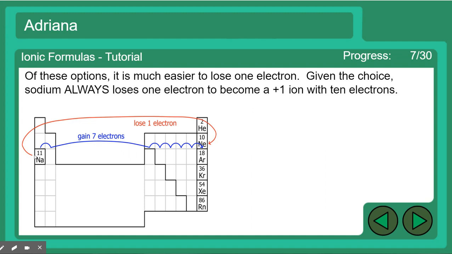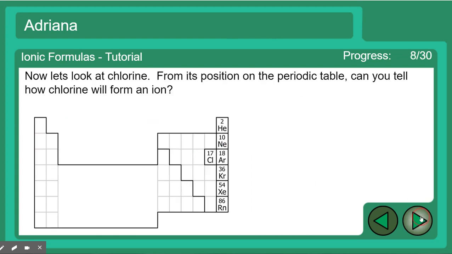So sodium always loses an electron to become a +1 ion with 10 electrons, just like neon. So it's always going to lose an electron to become like neon. Let's look at chlorine then. So looking at it here, let's see if we can do that same thought process.